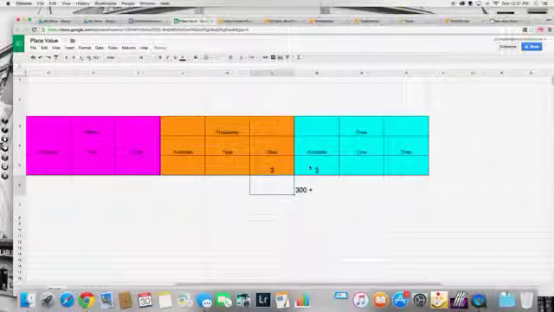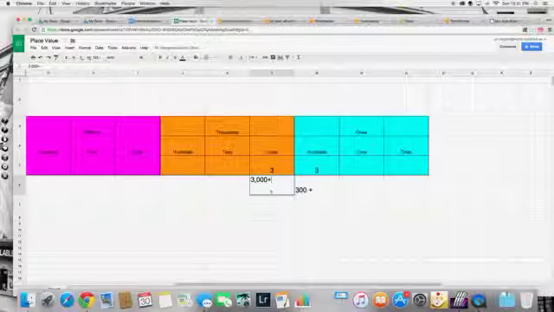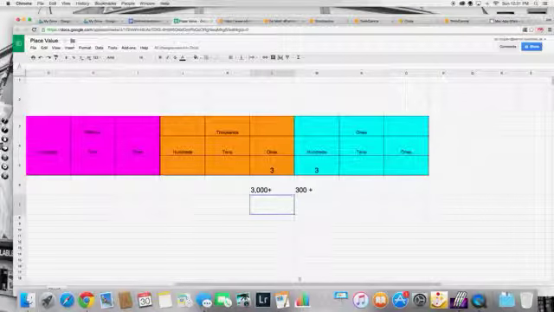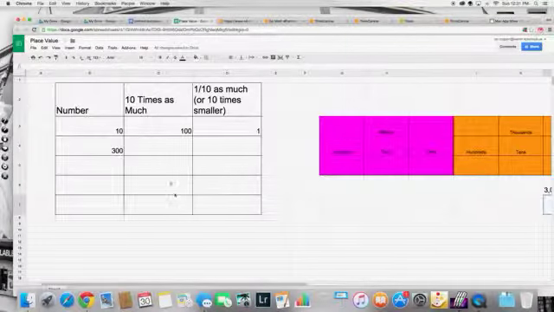10 times as large, okay? Because we multiplied each of those hundreds by 10, and we got 3,000. But now it looks different. It's not 300 anymore. 3,000 plus 300. Okay, so 10 times as much as 300 would be 3,000.